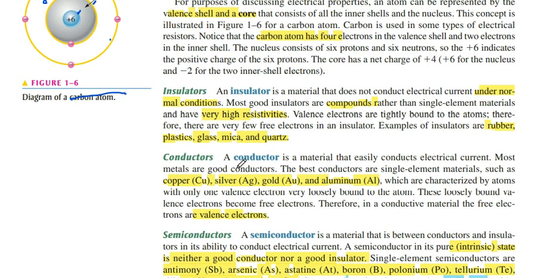Next, conductor. Everybody knows that conductors are materials through which electricity passes easily, while an insulator is a compound and a conductor is a single element like copper, silver, gold, aluminium.